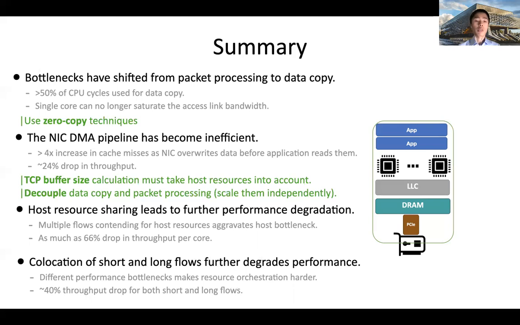Third, host network stack performance degrades significantly with an increase in the number of flows contending for host resources. We can use receiver-driven transport protocols to carefully orchestrate host resources. Lastly, since co-locating short and long flows is harmful, we need an application and network-aware CPU scheduler to schedule the flows.